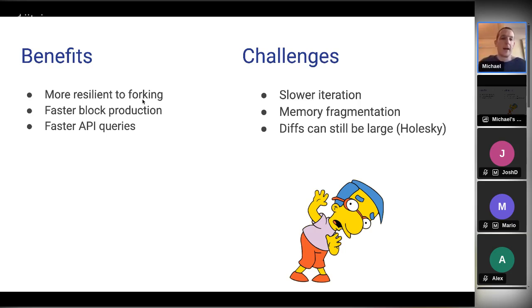And this has also helped us have slightly faster API queries, because anything that requests state that's cached, and we can cache so much more state, is going to be fast. So that's been really useful for people running API servers and stuff off Lighthouse.